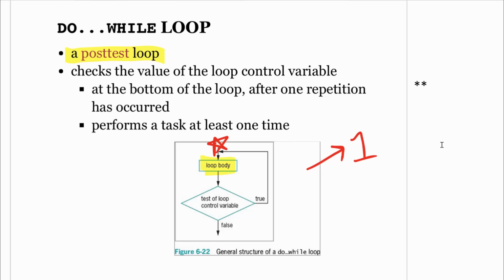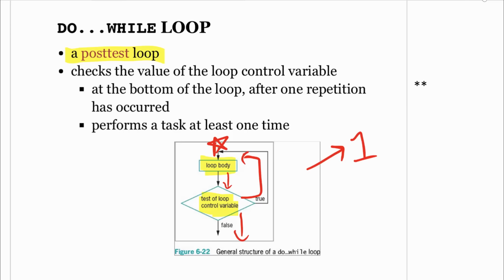So if we follow the flow chart here, you start at the top, you go to your loop body, the loop runs one time, and you go down and then you evaluate the test condition. Obviously if it's true, you're going to go back and run the loop over and over again, and if it's false, you're just going to exit the loop. So that's how do-while loops are different from while loops.